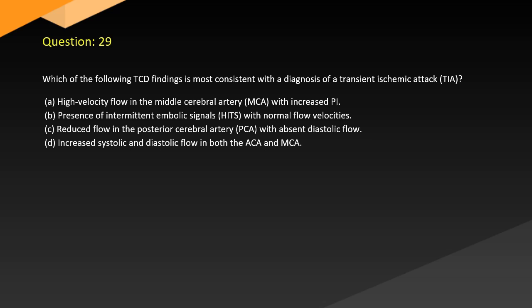Question 29. Which of the following TCD findings is most consistent with a diagnosis of a transient ischemic attack, TIA? A. High velocity flow in the middle cerebral artery, MCA, with increased PI. B. Presence of intermittent embolic signals, HITS, with normal flow velocities. C. Reduced flow in the posterior cerebral artery, PCA, with absent diastolic flow. D. Increased systolic and diastolic flow in both the MCAs.